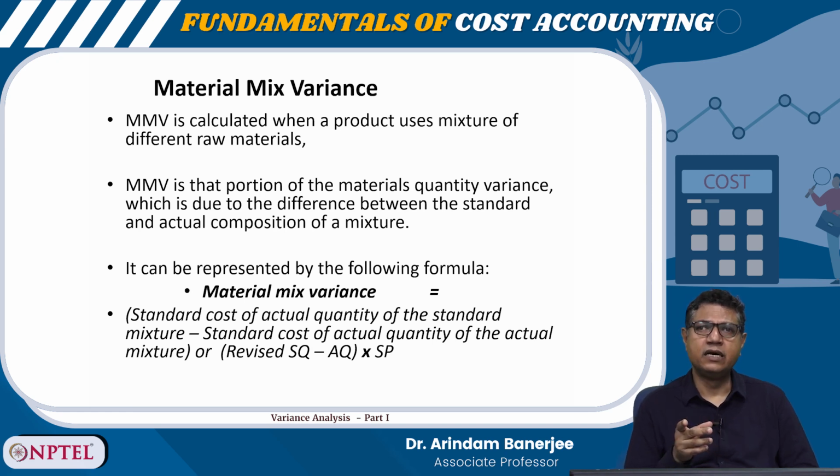Now, sometimes a product uses a mixture of different raw materials, right? So, this material mix variance is calculated when a product uses a mixture of different raw materials. MMV is that portion of the material's quantity variance which is due to the difference between standard and actual composition of a mixture. So, the formula is what? Formula is standard cost of actual quantity of standard mixture minus standard cost of actual quantity of the actual mixture, or I can say like this, revised standard quantity minus actual quantity into SP.